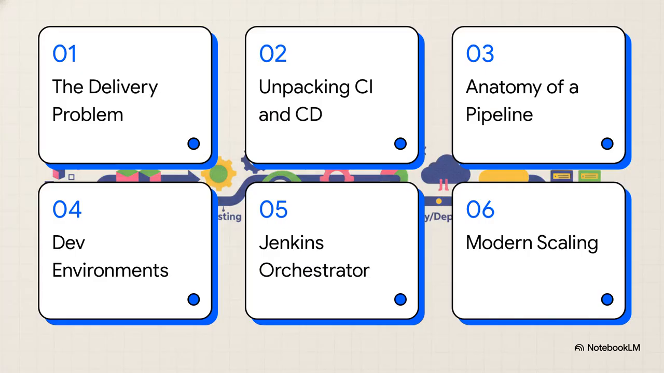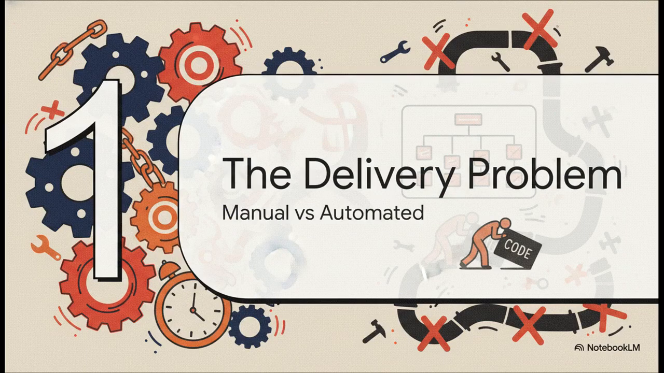All right, let's look at our roadmap for today. We'll cover the software delivery problem, unpack CI and CD, break down the anatomy of a pipeline, navigate dev environments, look at Jenkins orchestration, and wrap up with modern cloud-native scaling. Let's jump right in. Starting with Section 1, the software delivery problem, manual versus automated.